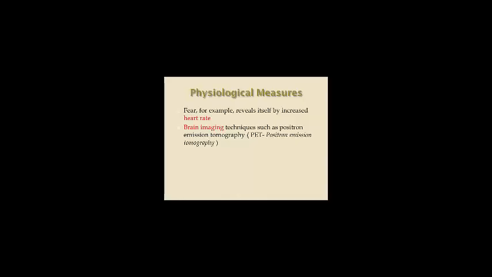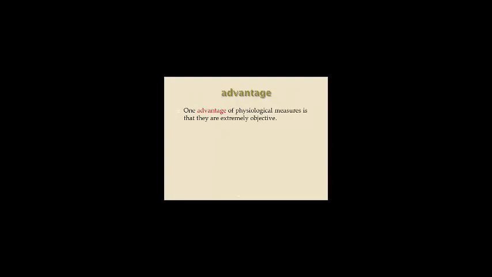The other one is the physiological measure. For example, you may measure stress by heart rate, or you may use brain imaging techniques such as PET to see what your subjects are thinking or how their brain is functioning. The advantage of using physiological measures is that they are extremely objective, which means it's not like the observation of a researcher. Everything is measured and recorded accurately as is.